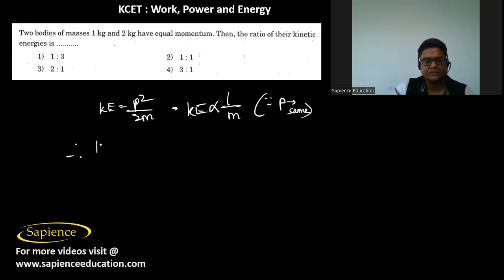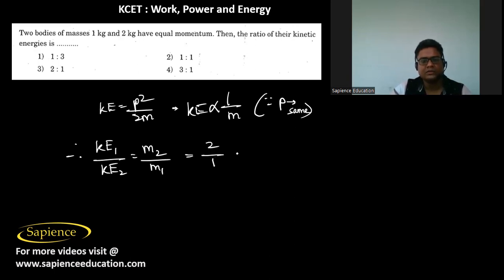So the ratio of their kinetic energies will be equal to the reciprocal of the ratio of their masses. Means KE1 by KE2 will be equal to M2 by M1. So that will be equal to M2, that is 2 kg, by 1 kg. So it will be 2:1. So option 3 is the correct answer.